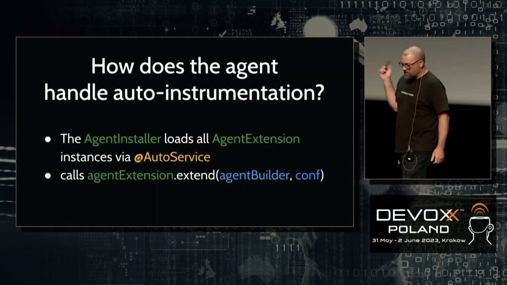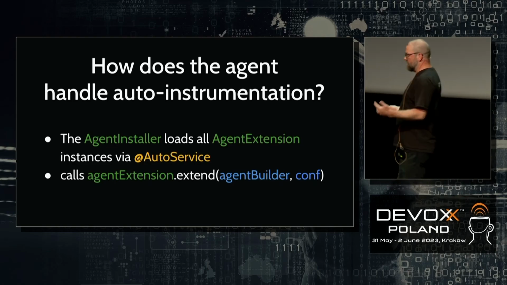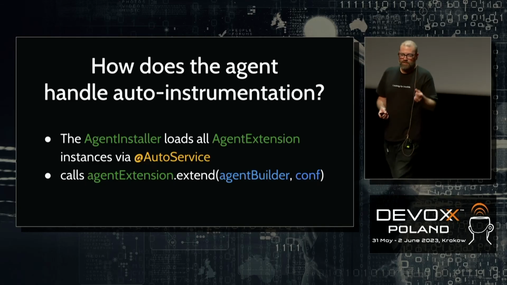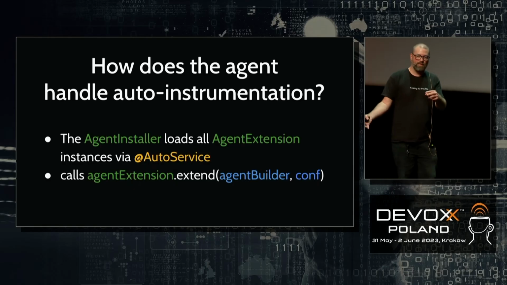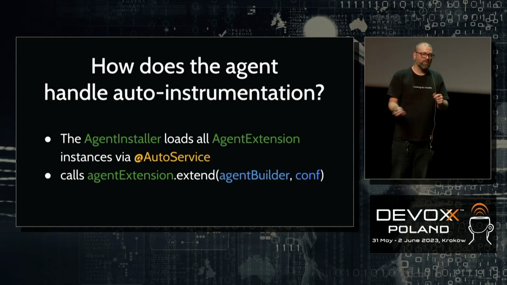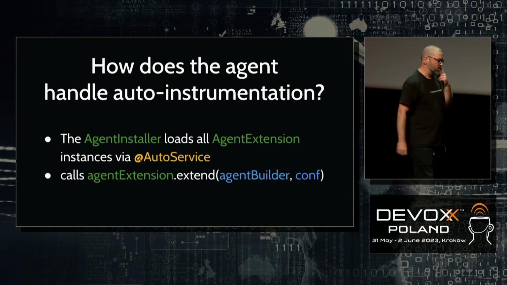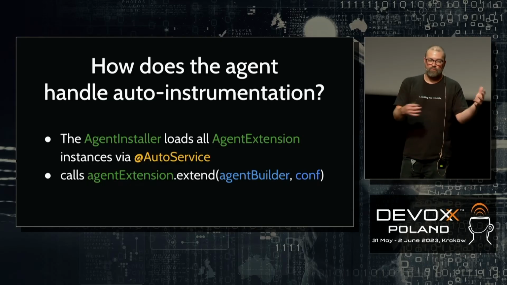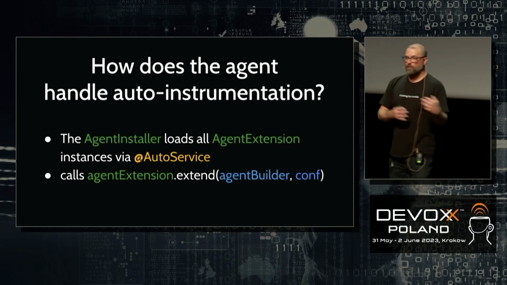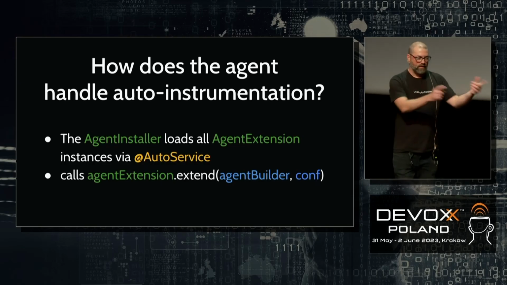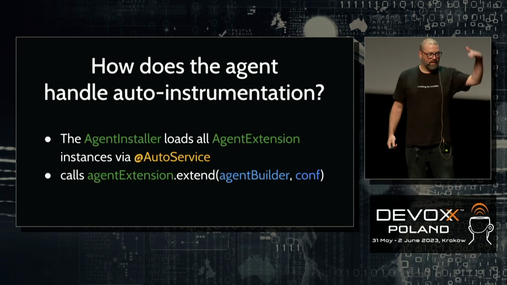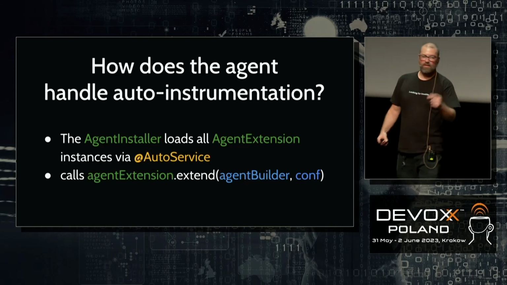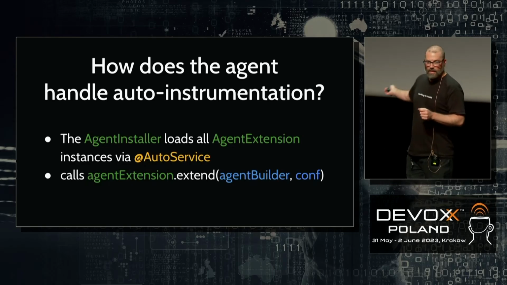So at the top of the chain is the agent installer. The agent installer is responsible for loading all agent extensions. Agent extension is a way for third-party functionality to be bolted on to the existing agent without having to rebuild the thing. So there's a couple of ways that you can go about adding to an existing agent. You can do it by reshadowing everything into one big jar, including your stuff that you're contributing, or you could do it via extension. But in our case, the agent installer is taking each of those and calling agent extension extend, and that agent builder is that ByteBuddy class that we saw before.